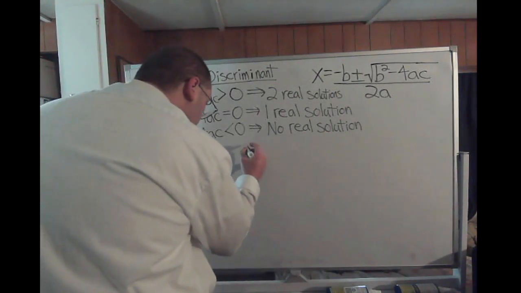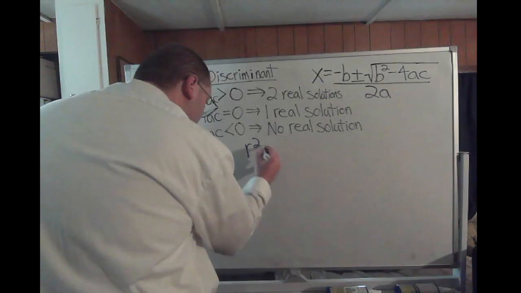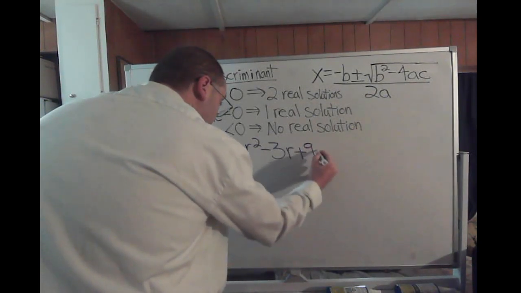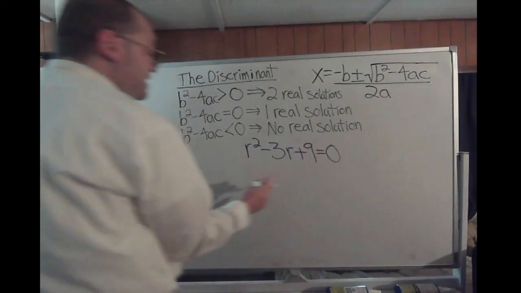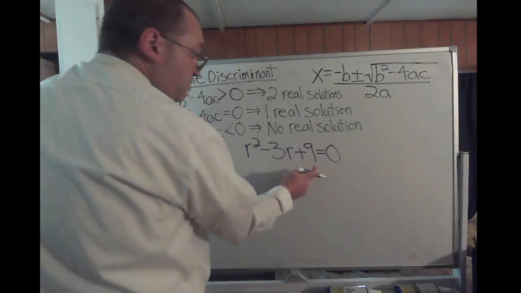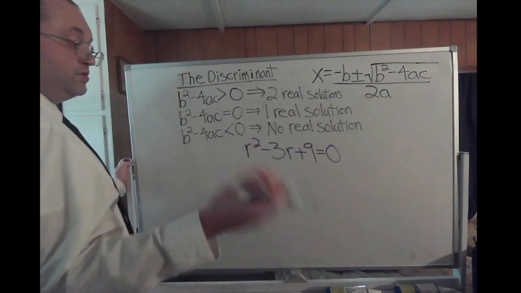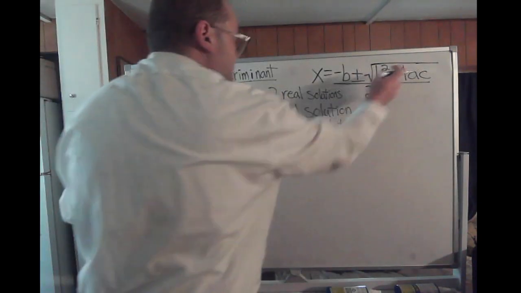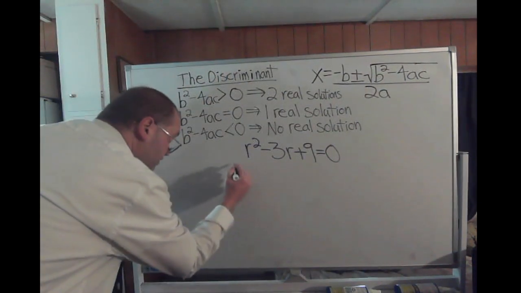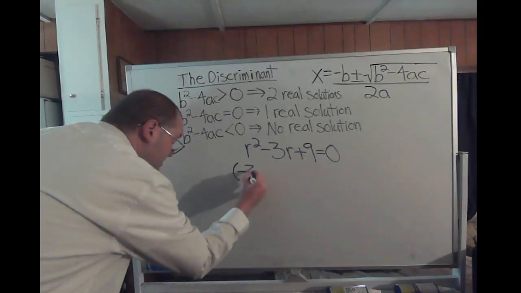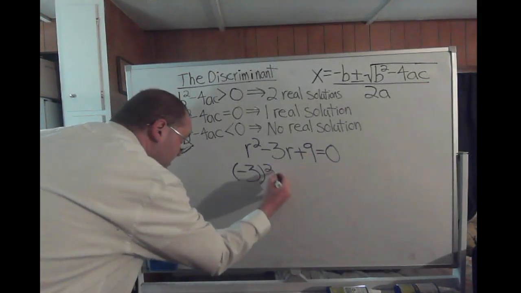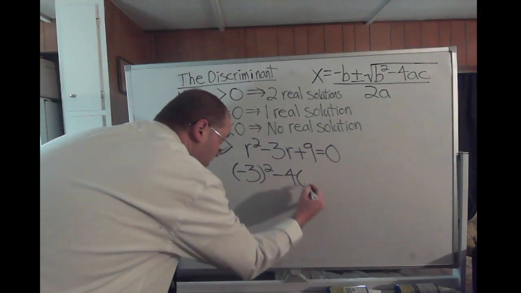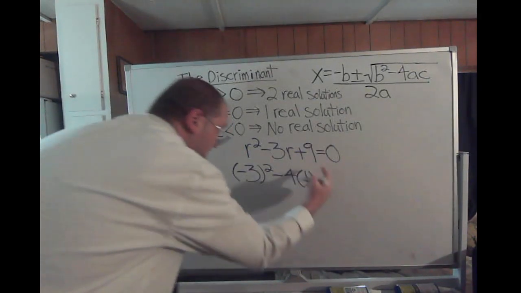Okay, how about this one? We have r squared minus 3r plus 9 is equal to 0. Let's do the discriminant again. The discriminant is just b squared minus 4ac. So your b coefficient is negative 3. So you'd take negative 3 to the second power minus 4 times your a coefficient of 1 times your c coefficient of 9.